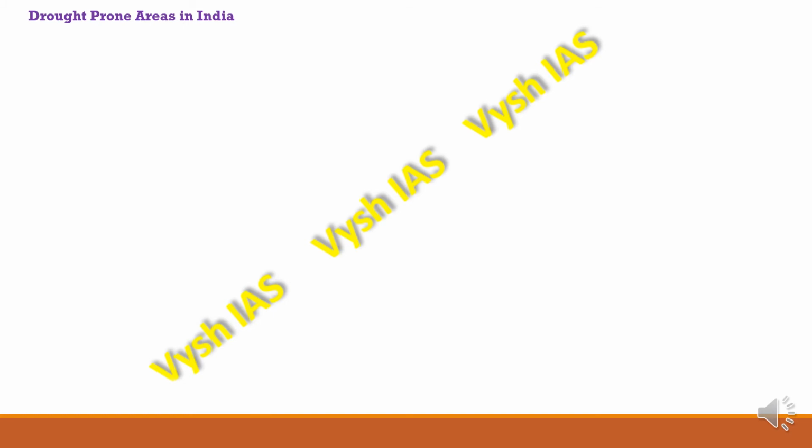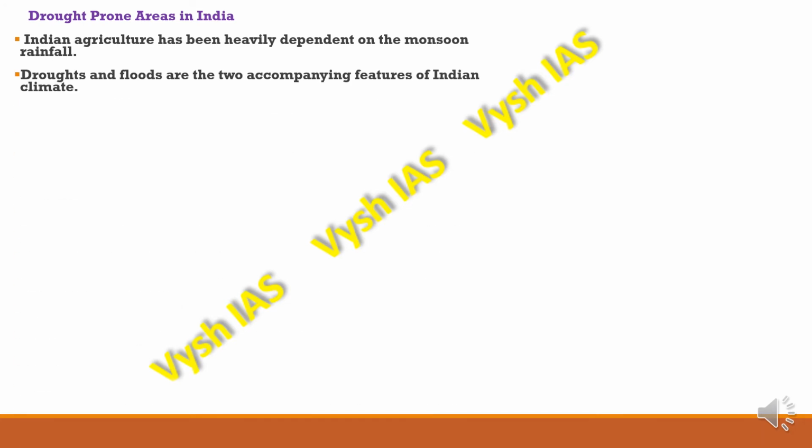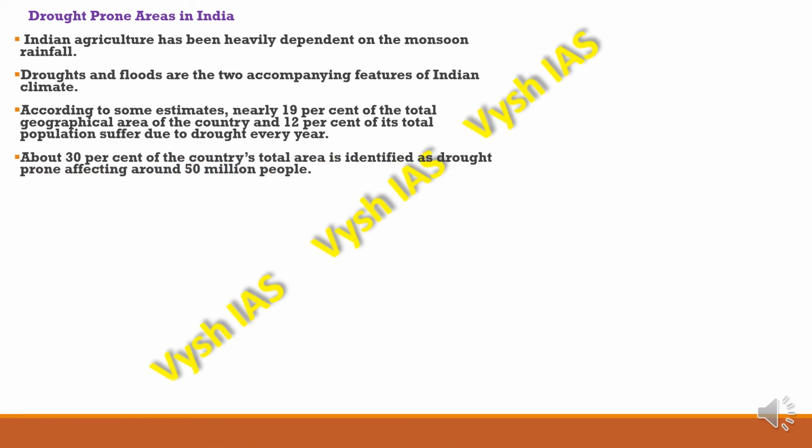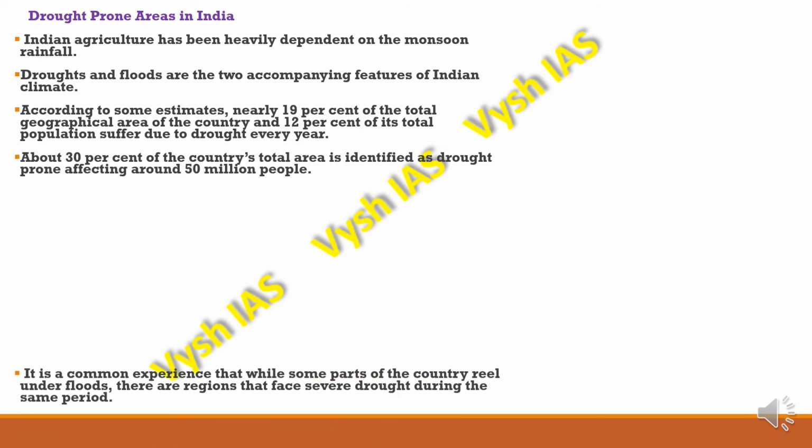So, the drought prone areas in India. As we all know, Indian agriculture has been heavily dependent on the monsoon rainfall, and droughts and floods are two main accompanying features of the Indian climate. According to some estimates, nearly 19% of the total geographical area of the country and 12% of its total population suffer from drought every year. About 30% of the country's total area is identified as drought prone, affecting around 50 million people.